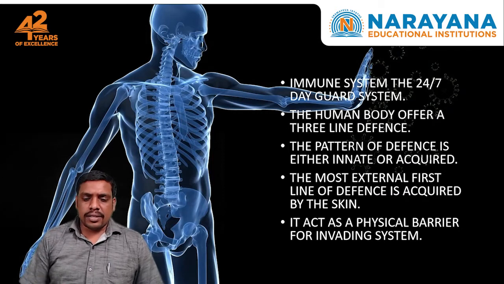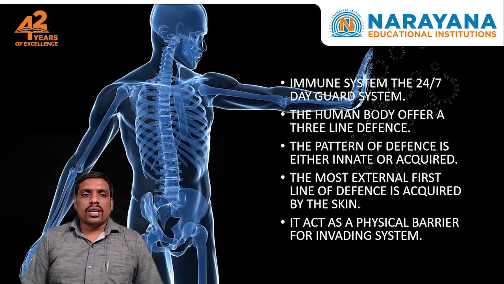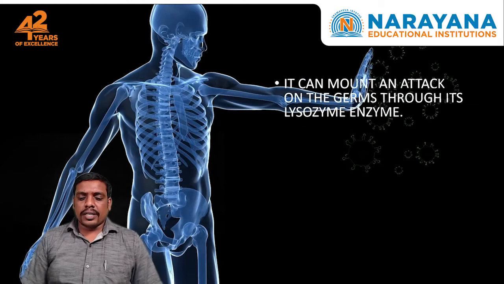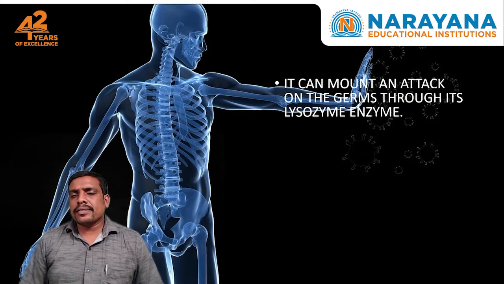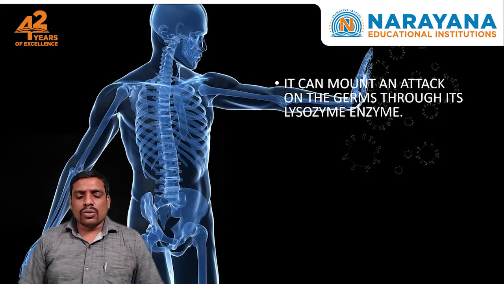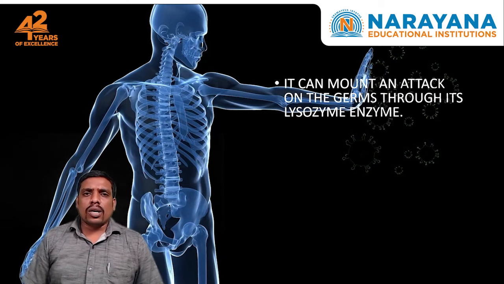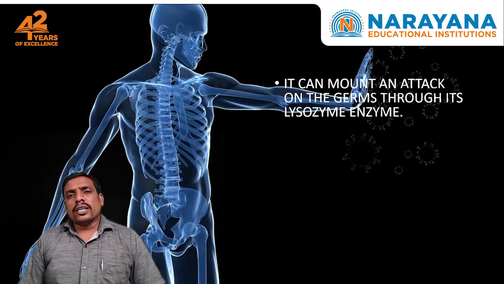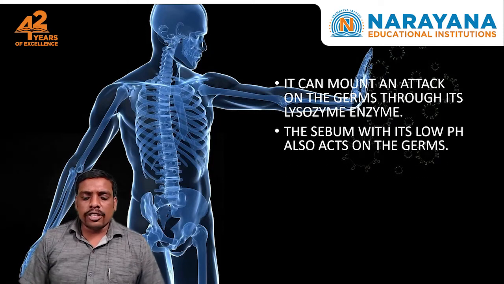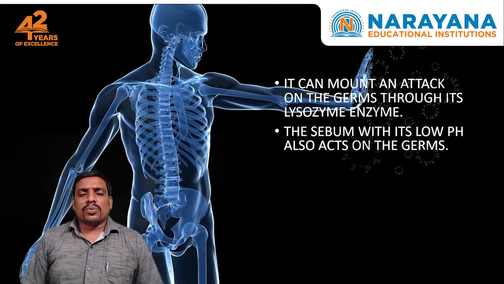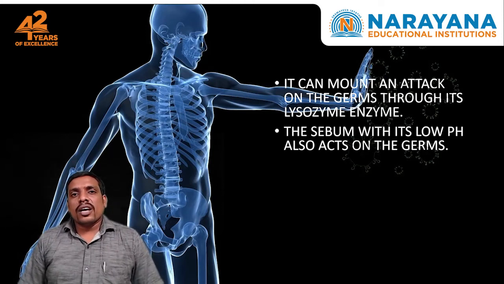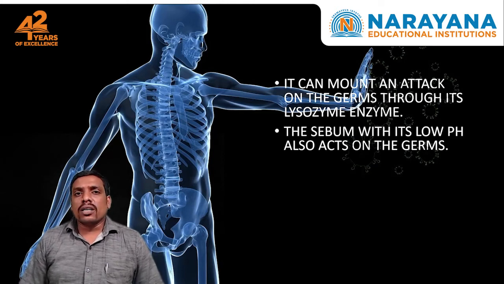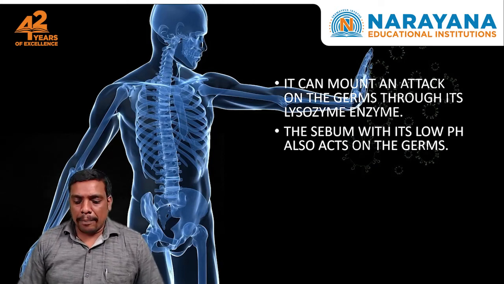How does the skin provide the first line of defense? Let us learn. Here, if you see some important points, the skin can attack all kinds of pathogens through a specific enzyme called lysozyme. Lysozyme is an enzyme, do you know? Lysozyme is an enzyme which is present in the sweat produced by the skin. This lysozyme present in the sweat can neutralize the action of the bacterial cell wall or cell membrane.